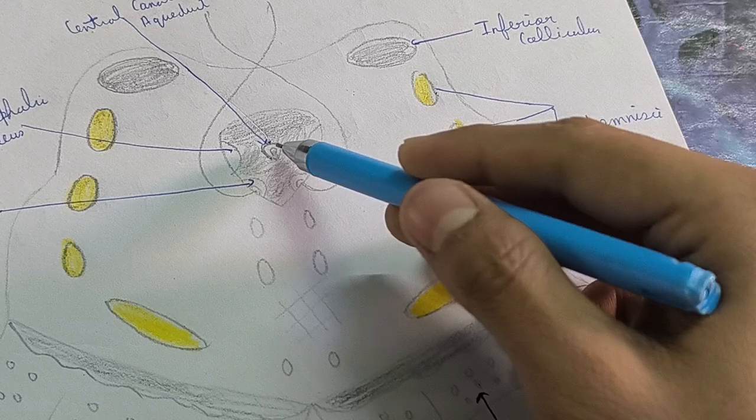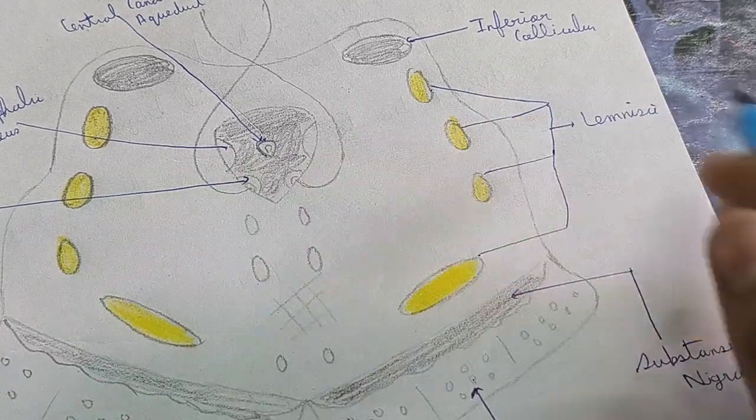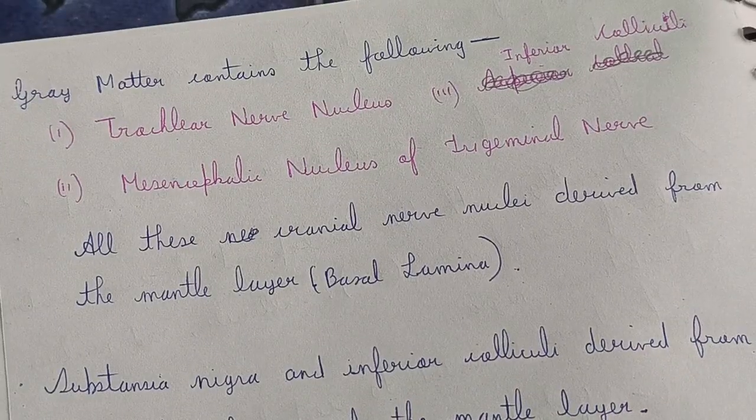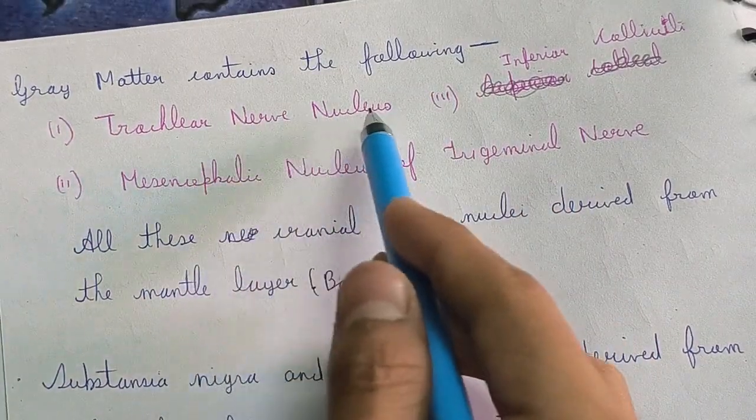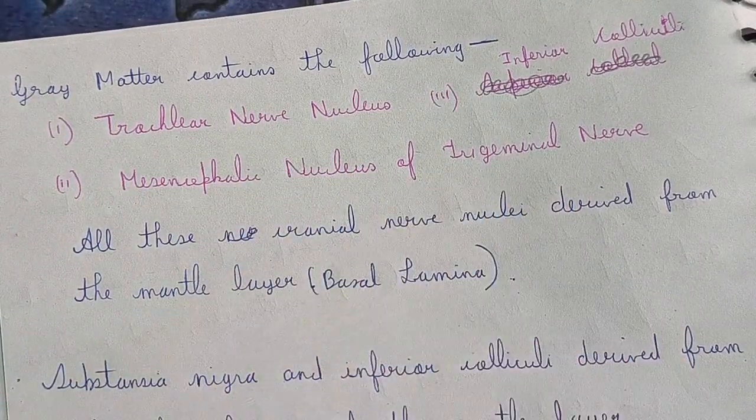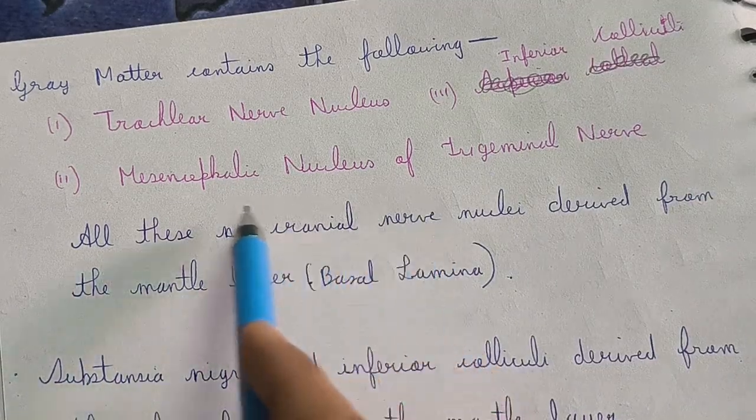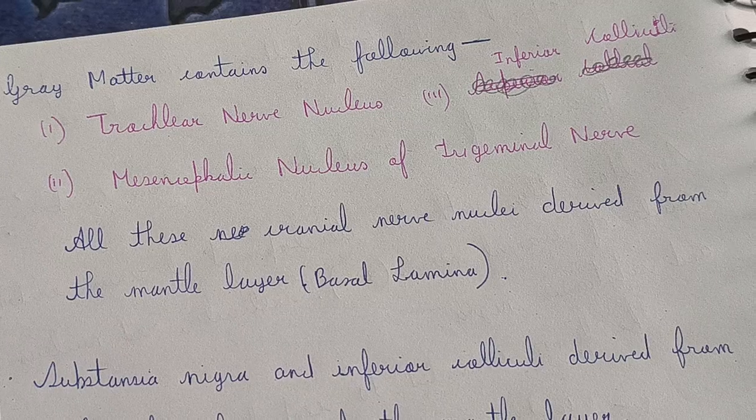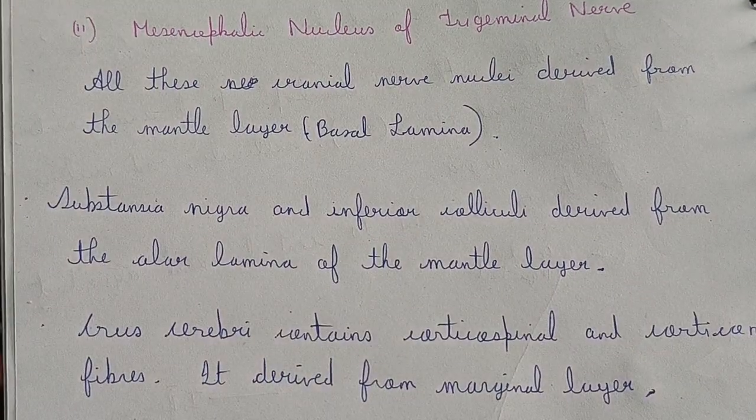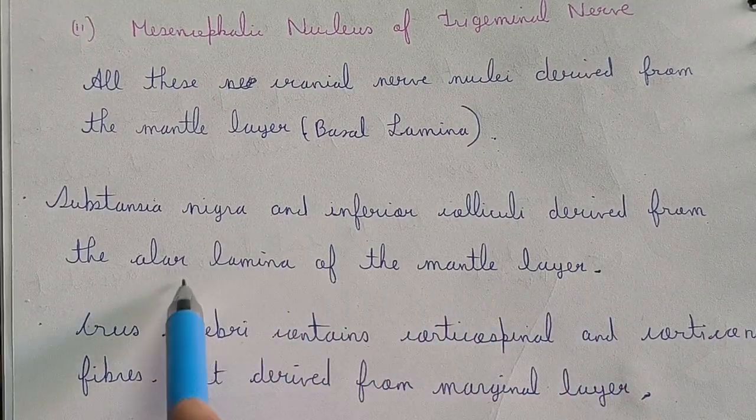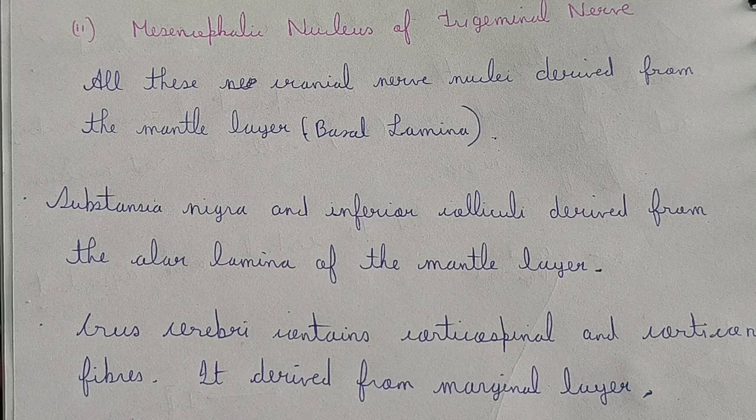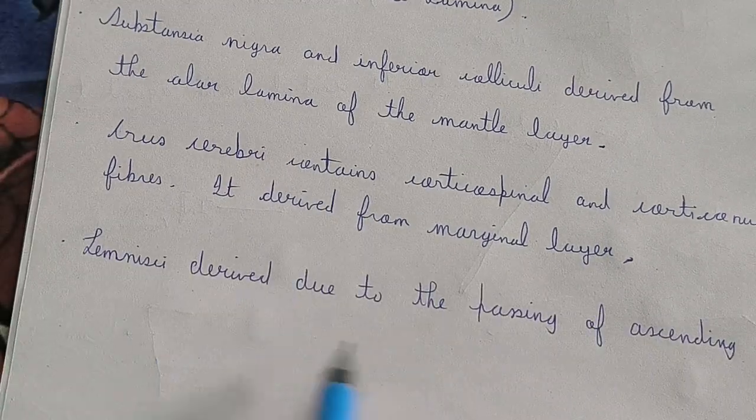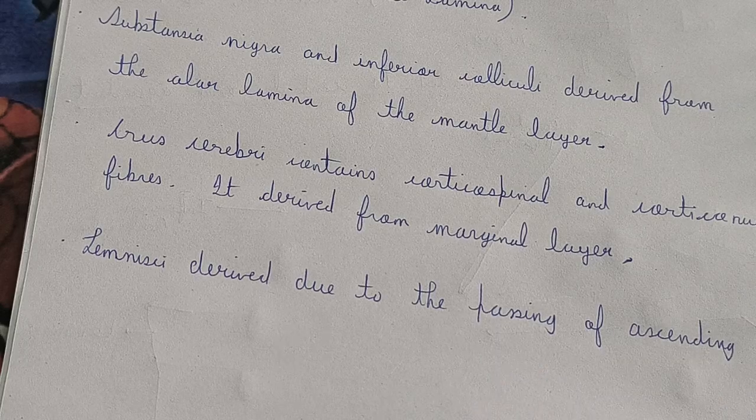And this is the central canal of the aqueduct, which is made from the lumen. So all these points I have written. The gray matter contains the trochlear nerve nucleus, the mesencephalic nucleus of the trigeminal nerve, the inferior colliculus, and all the cranial nerve nuclei derived from the basal lamina of the mantle layer, and the substantia nigra and inferior colliculus derived from the alar lamina of the mantle layer. The crus cerebri is derived from the marginal layer, and the lemnisci are derived due to the passage of the ascending tracts.